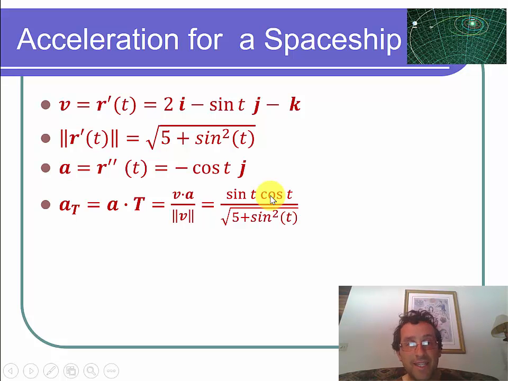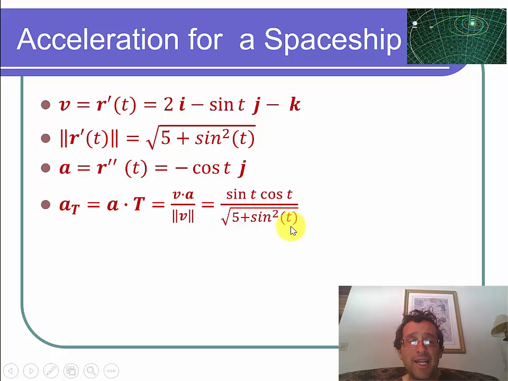So the magnitude of v was just the square root of 5 plus the sine squared of t. So there we have it. The tangential acceleration is equal to sine of t cosine of t divided by the square root of 5 plus the sine squared of t.